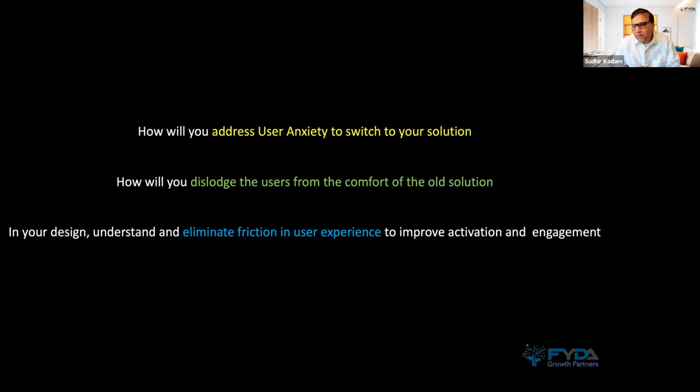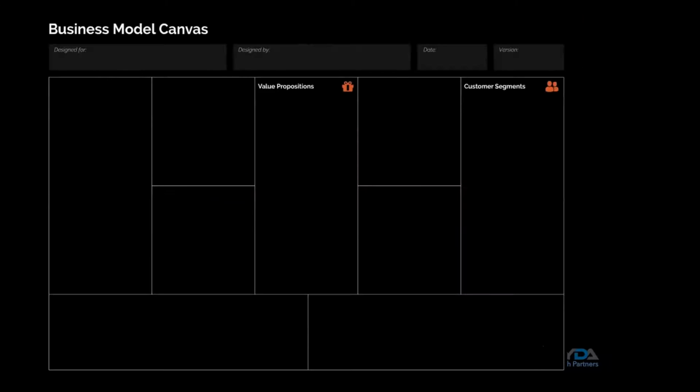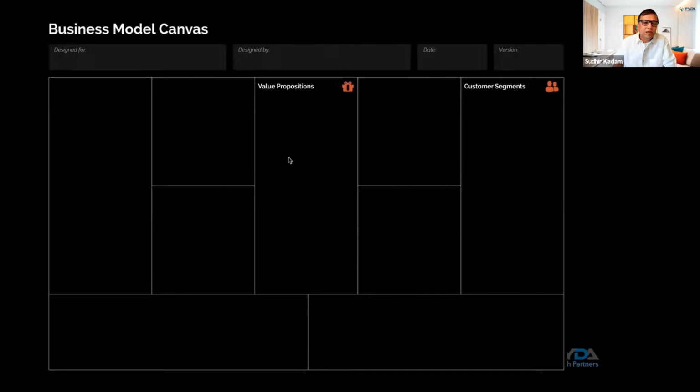And finally, when you do your product design, try to understand and eliminate the friction in user experience. We mentioned this: anxiety and friction, or inertia and friction. Try to understand how I can eliminate friction and improve activation and engagement. These are the two words you should remember: activation and engagement, and I'm going to talk about that in today's presentation.